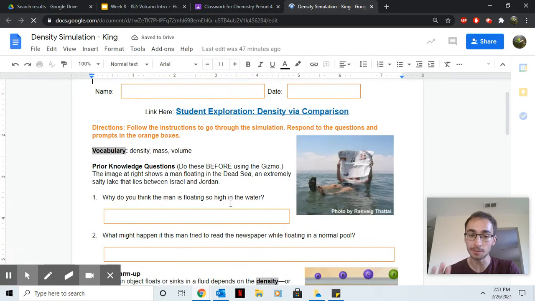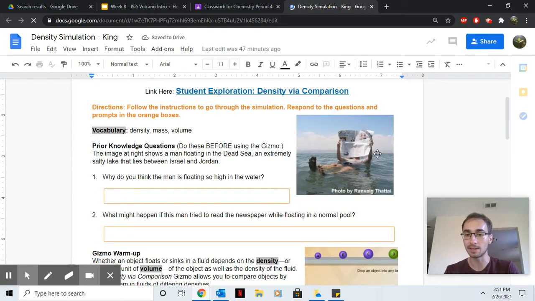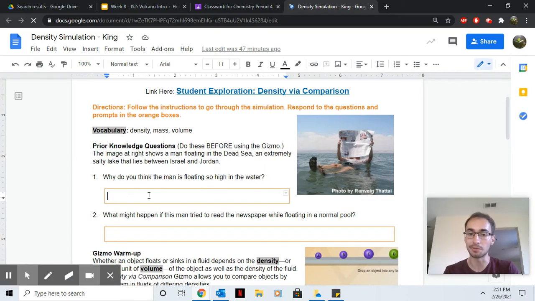First thing you need to do, we have a man floating, reading a newspaper in the Dead Sea. Why is he able to float in the Dead Sea? Remember, the Dead Sea is very salty and very dense. Why is this guy able to float? 2, what might happen if you try to read the newspaper while floating in a normal pool?